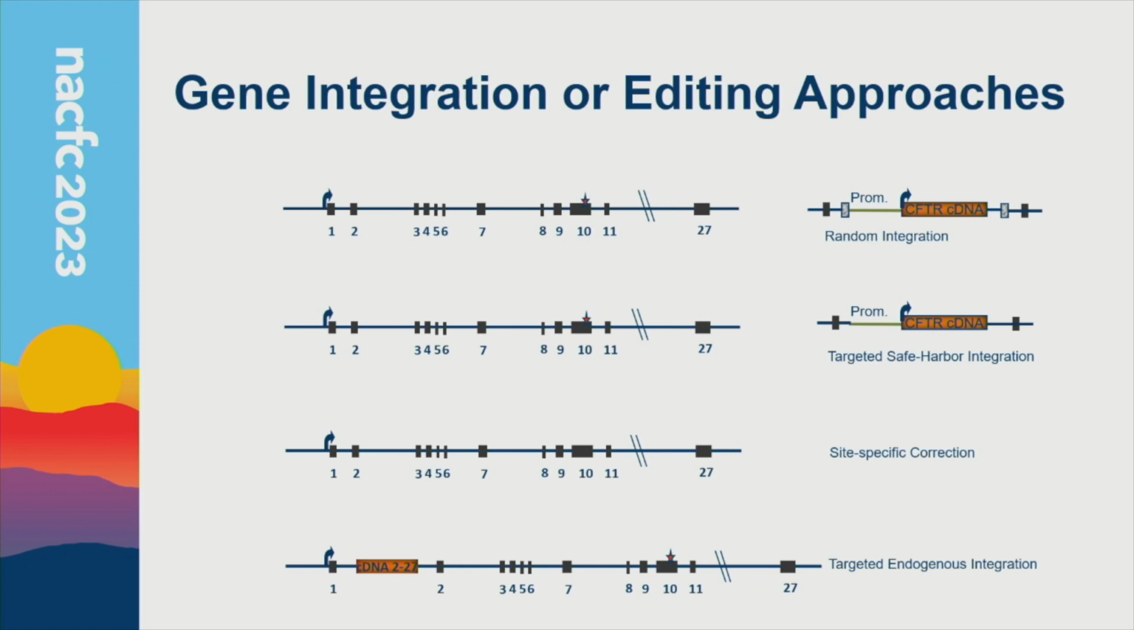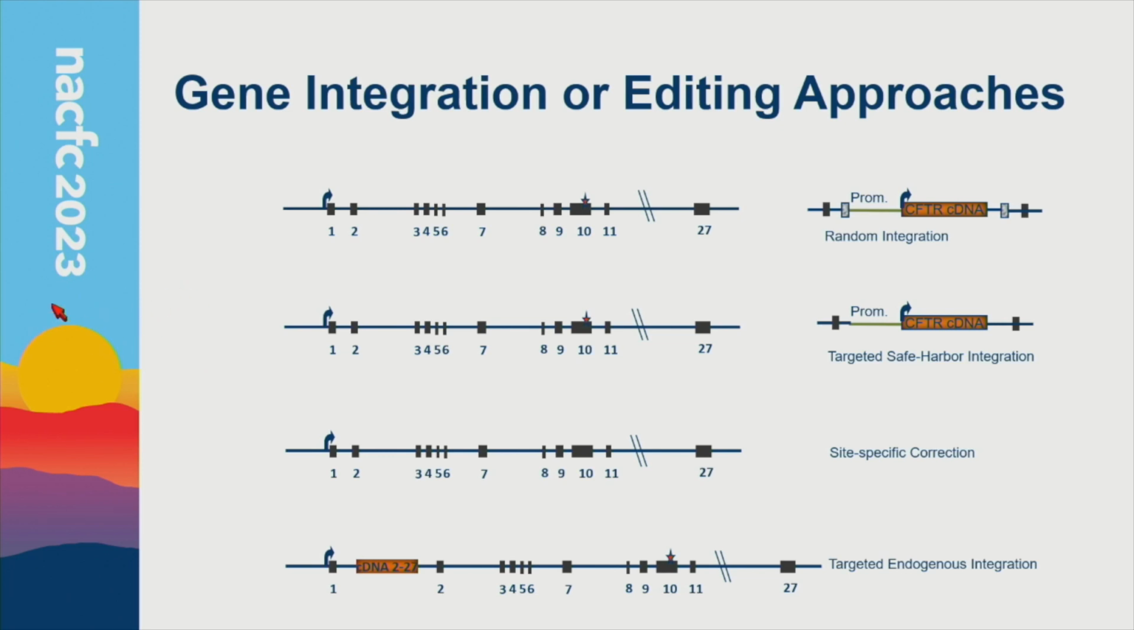The final two are what we think more typically of as an endogenous editing approach. The third from the top is site-specific correction, which is really to replace the mutant sequences, either through CRISPR-Cas9, through base editing, or through prime editing, a number of ways in which one could do site-specific correction of mutations.